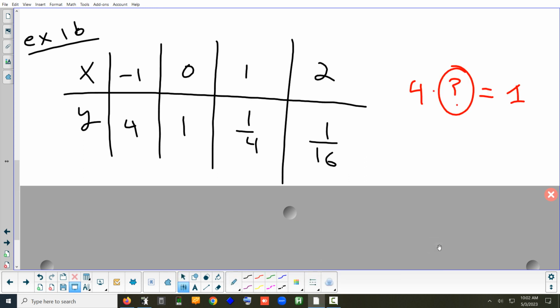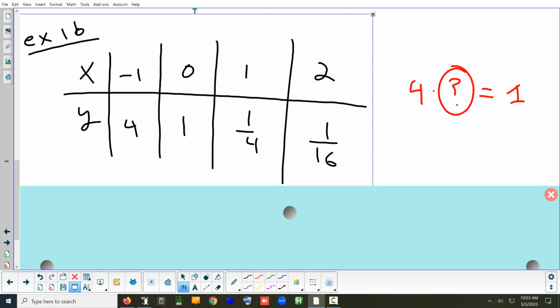Okay, so first thing you could try to figure out is say, all right, well, let's see if the pattern is adding or subtracting. If it was subtracting, how do you get from 4 to 1? Yeah? You would subtract by 3. So if the pattern is subtracting, then we should be able to subtract by 3 again to get to the next number. So 4 minus 3 is 1. Is 1 minus 3 1/4? Yeah? No. So then the pattern is not subtracting.